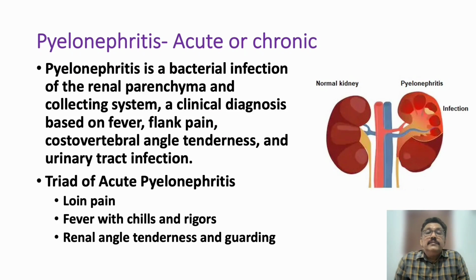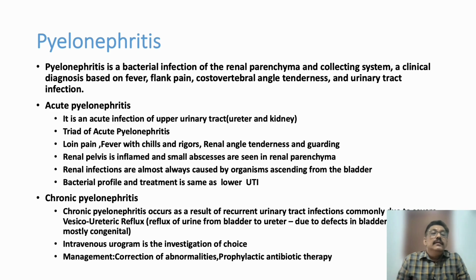Now, pyelonephritis means infection in the kidney. It is a type of urinary tract infection, but it occurs in the upper urinary tract, and patient can have fever, flank pain, tenderness, and other features of urinary tract infection. The classical finding will be renal angle tenderness and guarding. Pyelonephritis is a bacterial infection of the parenchyma and collecting system, and we have already seen the features of pyelonephritis.